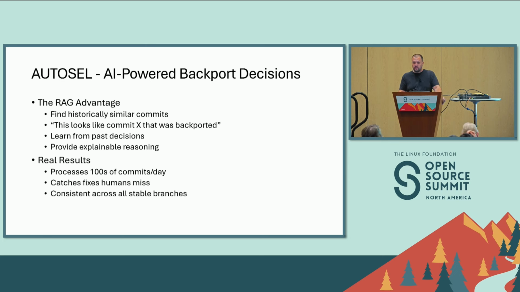LLMs are great at that because they also provide us an explanation of why it thought it needed to be backported. It will give us this brief blurb of text saying, hey, I think this commit needs to be backported because I saw 3 similar commits that were backported, or I researched the Git repo and I decided because of this function, it needs the fix, so it should be backported there.